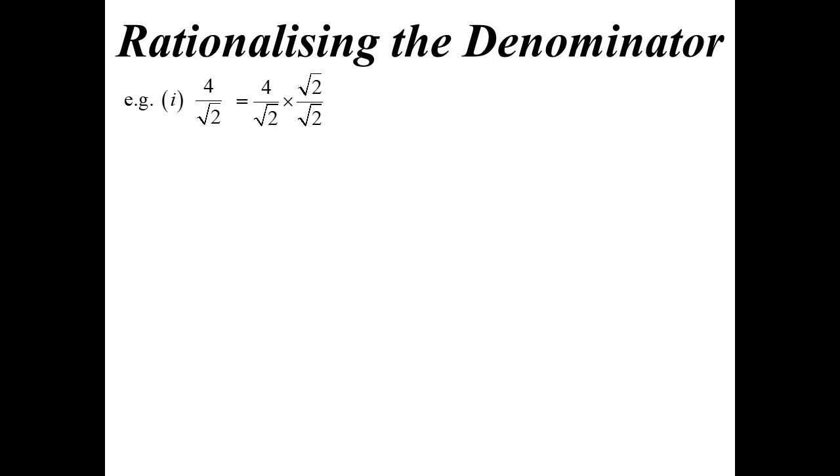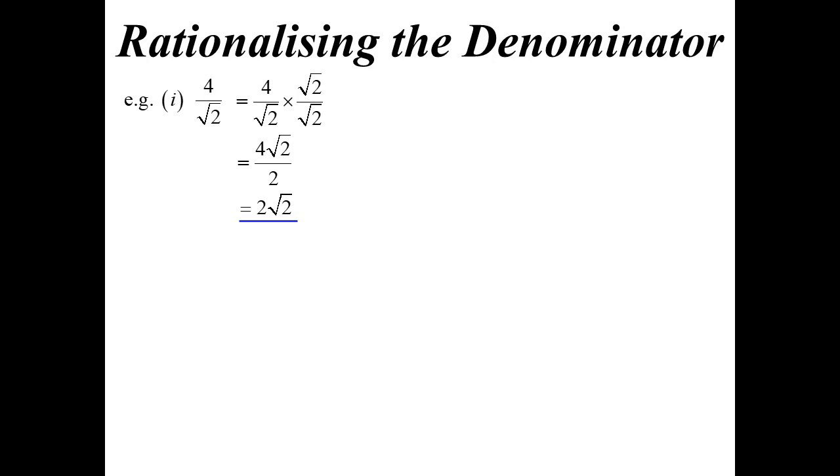Well, we multiply the top and bottom by that surd, because essentially you're multiplying by 1. You're not changing the value of the fraction. But that now rationalises the denominator. We have a rational number. But why do it? And the reason we do it is for the sake of comparison.